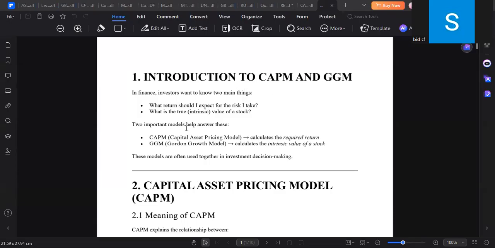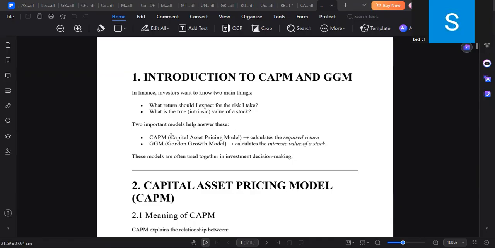Our session today will look at an introduction to what is called the CAPM model and the Gordon's growth model. In corporate finance, investors want to know two main things. Number one, what return can I expect for the risk I will take to invest? Number two, what is the true intrinsic value of the stock if I'm going to invest in the stock market? So it is important that there are two models that are there to answer this question.